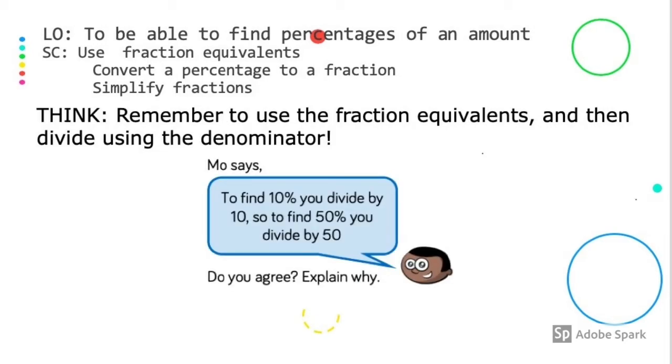Now that you've completed some do's, let's have a look at this think. Mo says to find 10%, you divide by 10. So to find 50%, you divide by 50. This question is asking us if we agree, and we need to explain why. Remember, when we are finding percentages of an amount, we need to use our fraction equivalents and then divide using the denominator. Knowing this, what do you think?